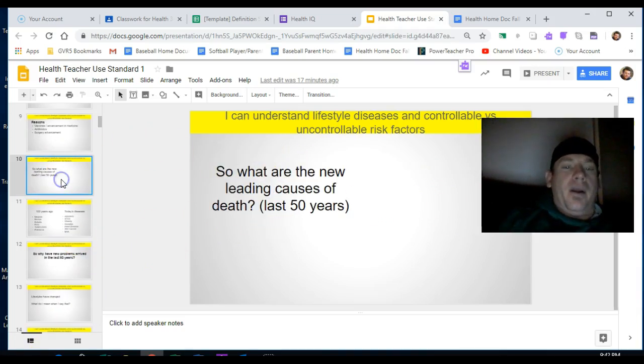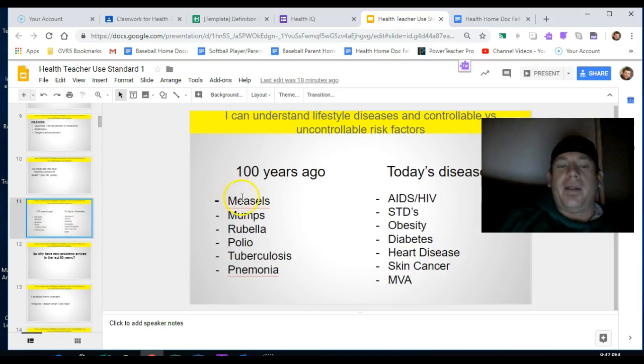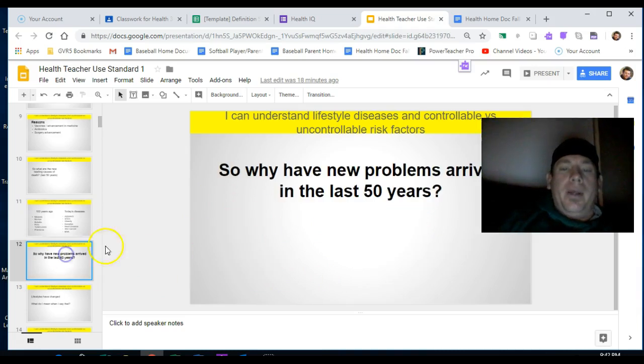So moving on from here, what are the new leading causes of death, within the last 50 years? This is a difficult topic to really wrap our heads around because a lot has changed. Some things for the better, but in many ways not necessarily the case. So again, I'll put up this slide that has the 100 years ago diseases on the left side, but now we add in today's diseases. If you take a look at that, there is a common trend that we'll really hit on in a minute as to what's going on.